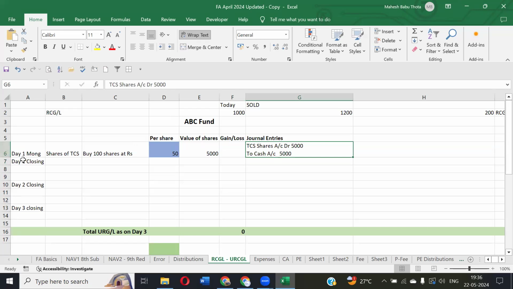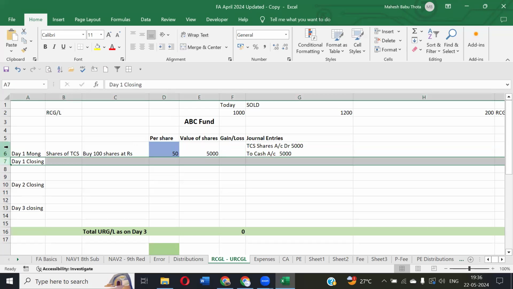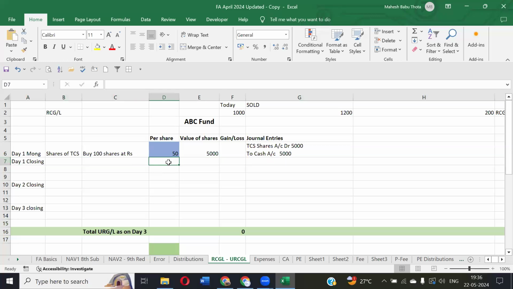And let's assume on day one closing, share value went up to 52 rupees. In this case, what would be the value of shares? 100 into 52 is equal to 5,200. So is it a gain or loss in this case? Gain. At day one closing, we have a gain of 200 rupees. For this 200 rupees also we have to post an entry, right? Because our asset value has increased up to 5,200.